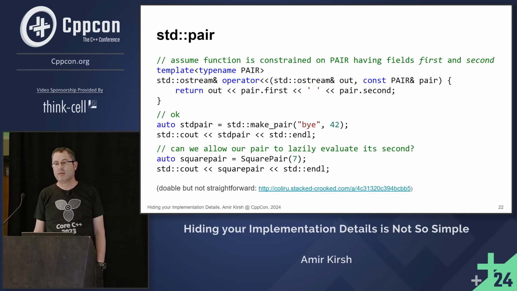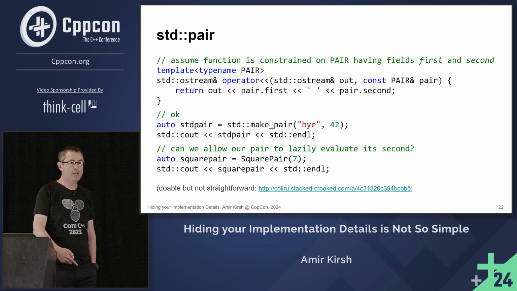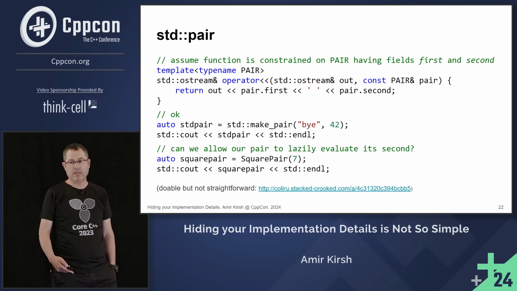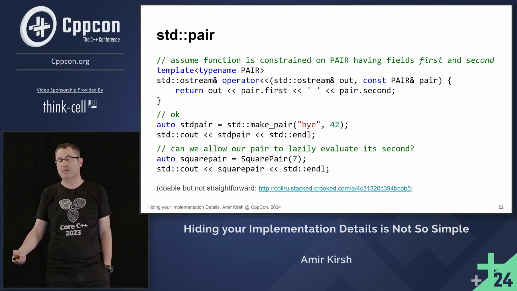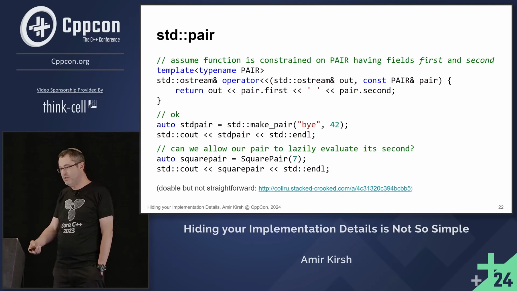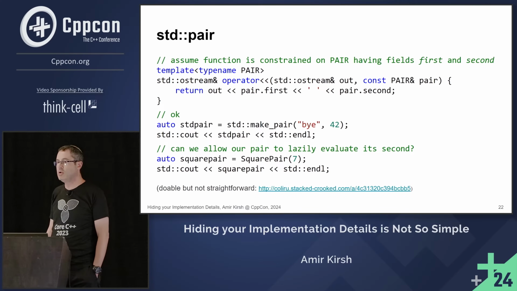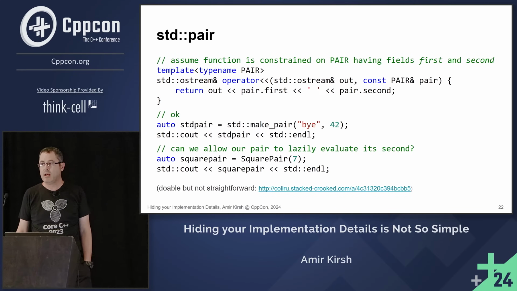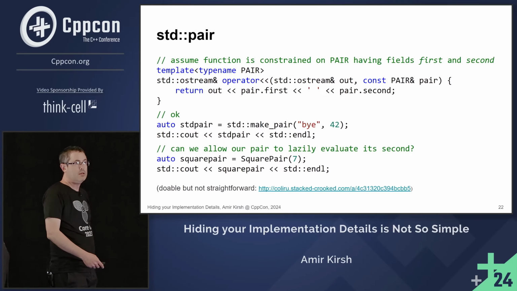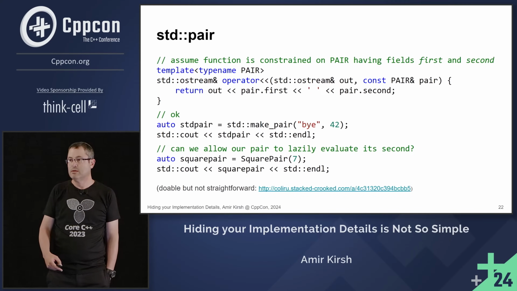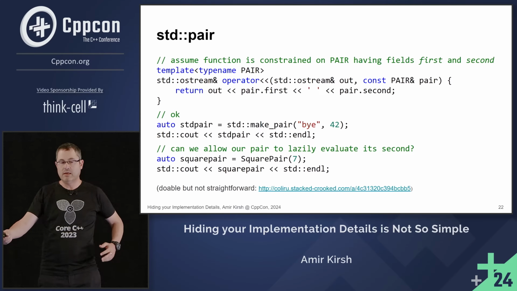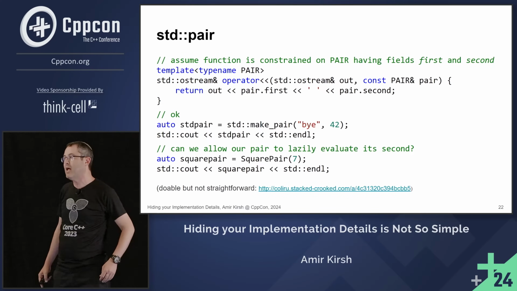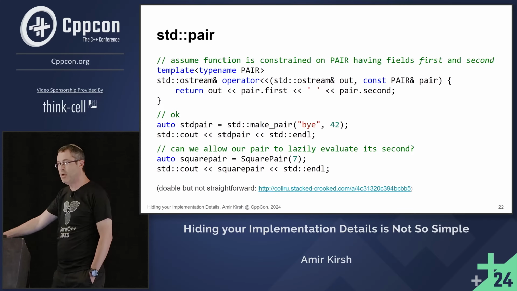But the way that pair works, both first and second are data members. So in a way, I should expose, the constructor takes the number 7 in square pair, and then I should calculate the second, because I need to expose first and second. And maybe in another function, you do not need second. So the way pair is implemented, in a way, affects other implementations that want to behave like pair, even though they are not std::pair.